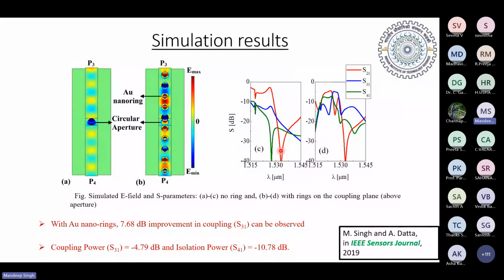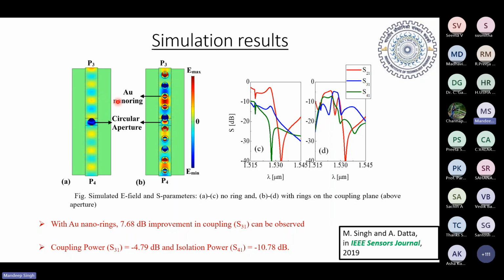If you can see this S versus lambda plot, this is a scattering parameter S in dB, with respect to the wavelength. Two different cases are there: whenever there is no ring and when there is a ring. You can see that the value, that is S31, the coupling port, and even the S21, that is the red color line, is drastically improving. From, we can say, minus 12, it is improved to, you can say, minus 5.